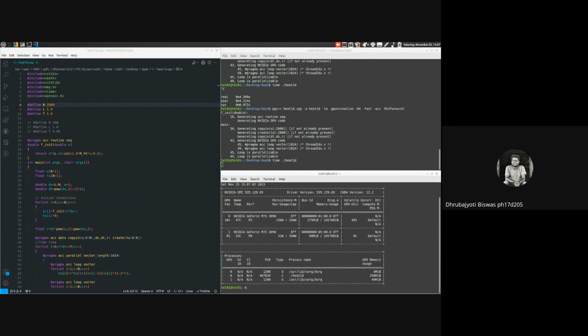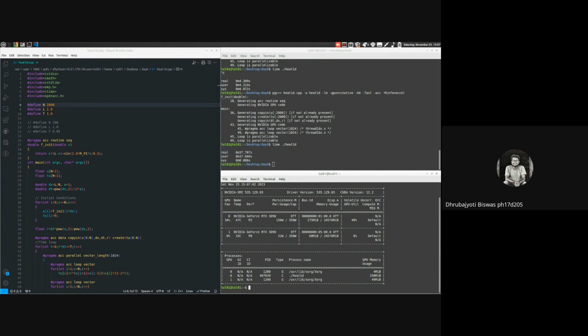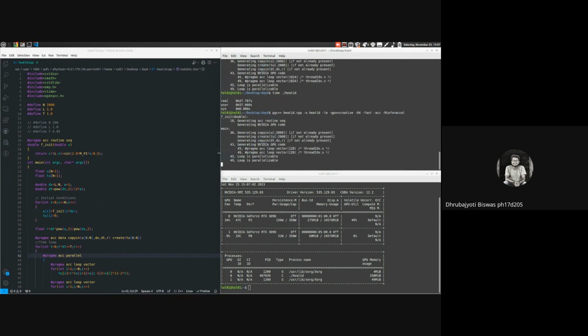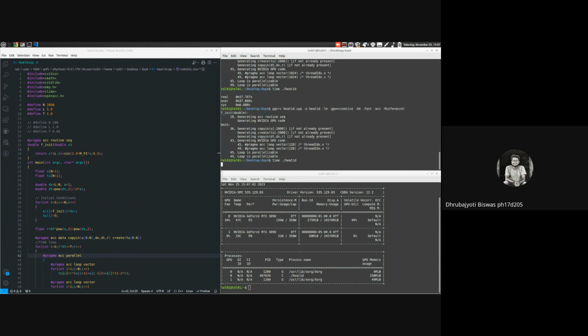It is executing on the GPU all right, but let's see how much time it is taking. It's still taking around 35 seconds. So let's just change the vector length and see how much it is actually doing. Again, these things require a bit of tuning, and yeah.